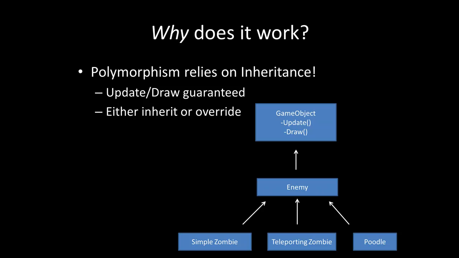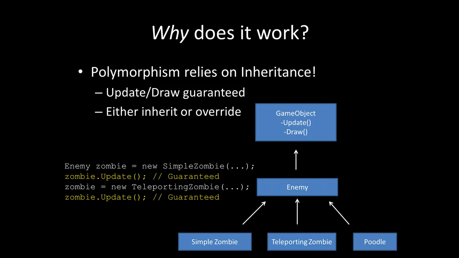Again, looking at our class hierarchy, you can see GameObject has update and draw, and because enemy is a child of GameObject, it has one of two things that it can do. It can either inherit those methods or it can override them. The same thing is true for simple zombie and teleporting zombie. So when we look at our code, you can see that these calls to zombie.update are guaranteed to be there. Again, these classes either inherit those methods or they override them.